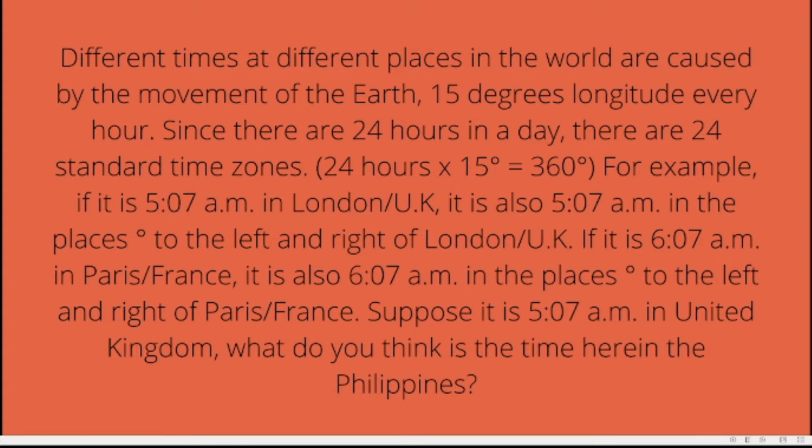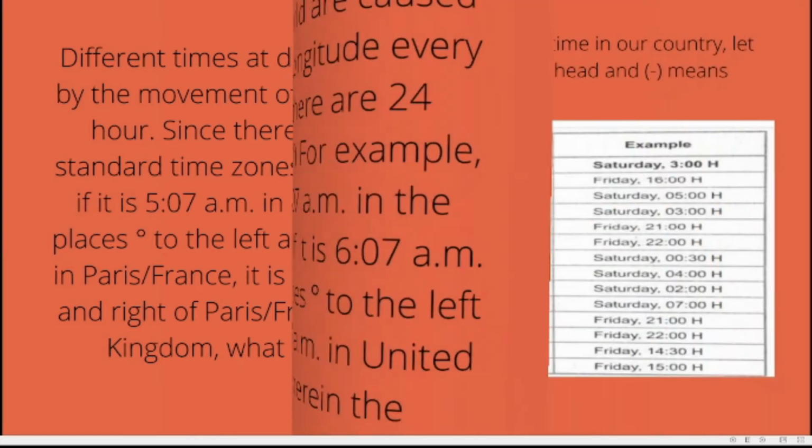For example, if it is 5:07 AM in London, UK, it is also 5:07 AM in the places to the left and right of London and the UK. If it is 6:07 AM in Paris, France, it is also 6:07 AM in the places to the left and right of Paris, France. Suppose it is 5:07 AM in the United Kingdom. What do you think is the time here in the Philippines?